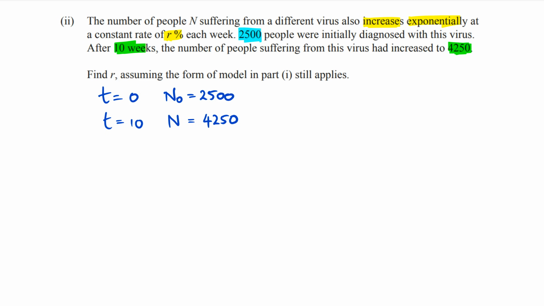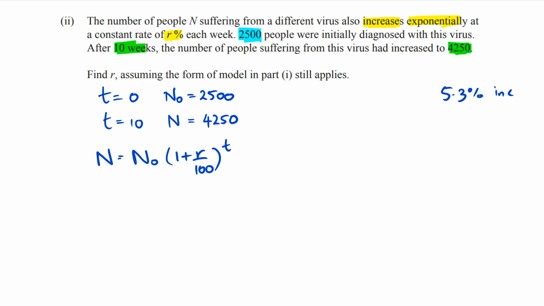So we're going to write this equation down. N is equal to N0 times r to the power of t. Now we don't know what that r is right now, but remember it's not r, it's actually 1 plus r over 100. So we're going to write that as 1 plus r over 100 to the power of t. Now you might be going, whoa, where did that 1 plus r over 100 come from? If you remember, the previous question was a 5.3% increase, right?